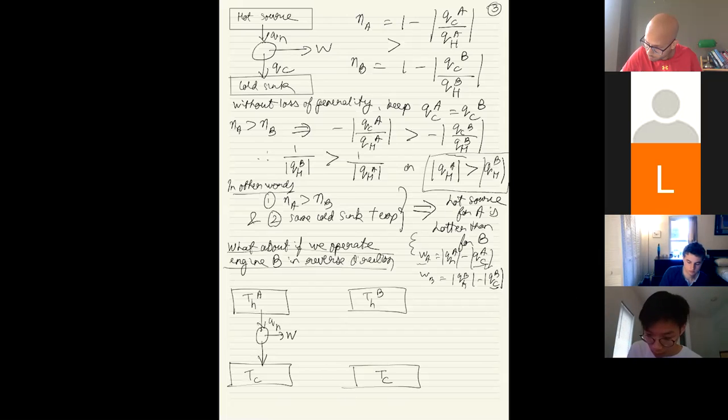It is taking some heat QHA, sinking some heat QCA. And this one, if operated in the right direction, would have done the same thing. It would have taken some heat QCA, QHB, and given out some heat QCB, but we are not doing that. So what we are going to do now is to do it reversibly.